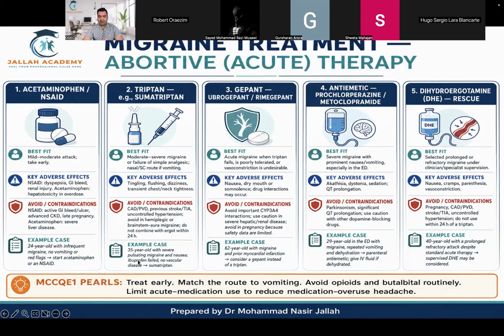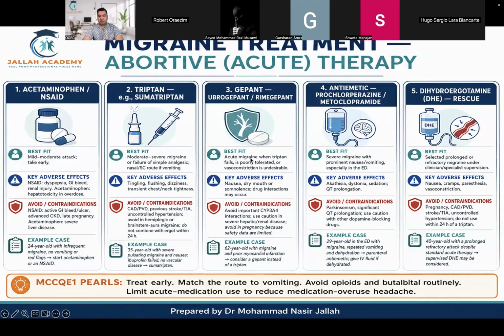A 35-year-old with a severe pulsatile migraine and nausea, ibuprofen failed, no vascular disease. So ibuprofen, and also I should have added the acetaminophen, a combination of both. If that failed, then the next step would be sumatriptan. Why? Because it's moderate to severe, and the first step failed. So we move on to the second step. Now the third one.